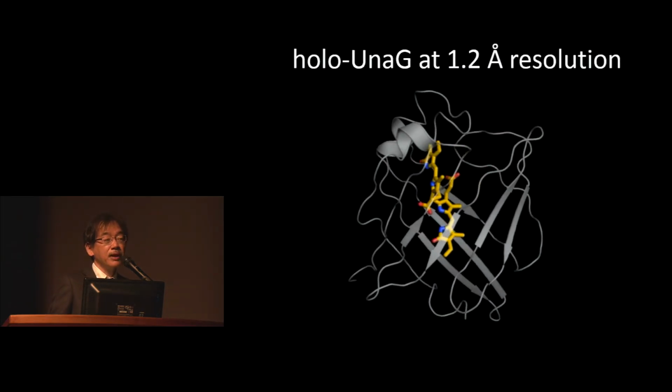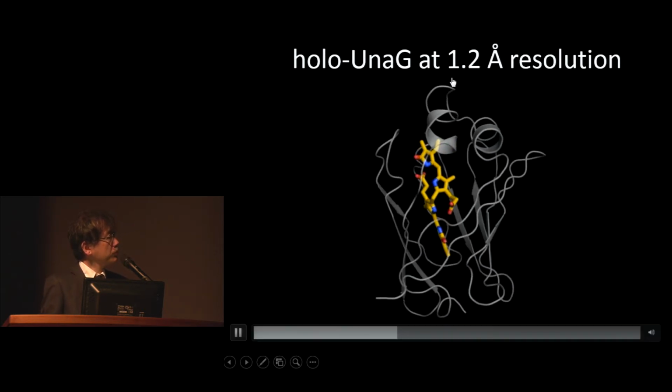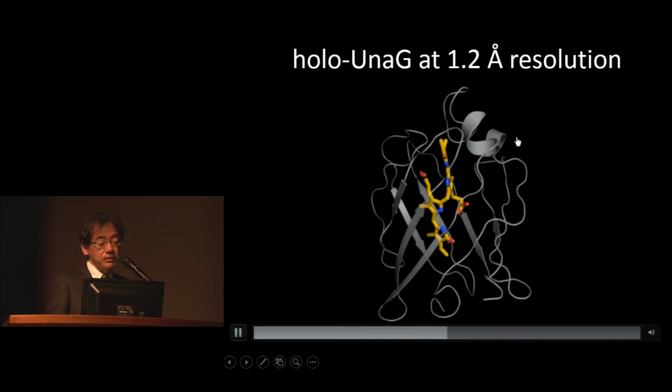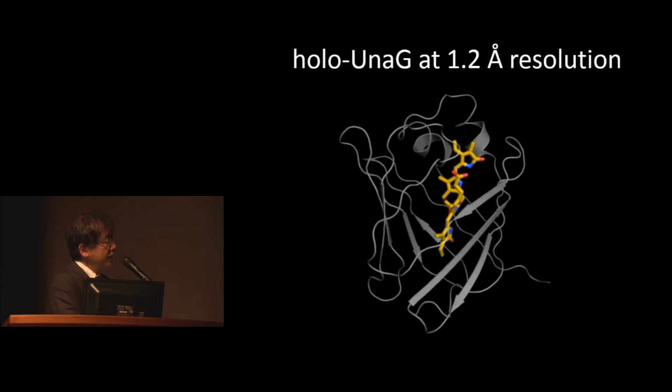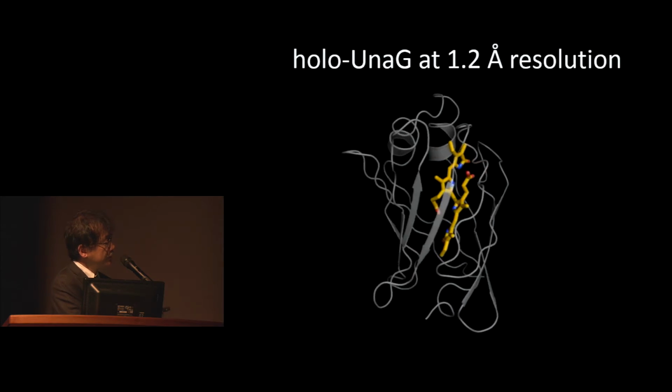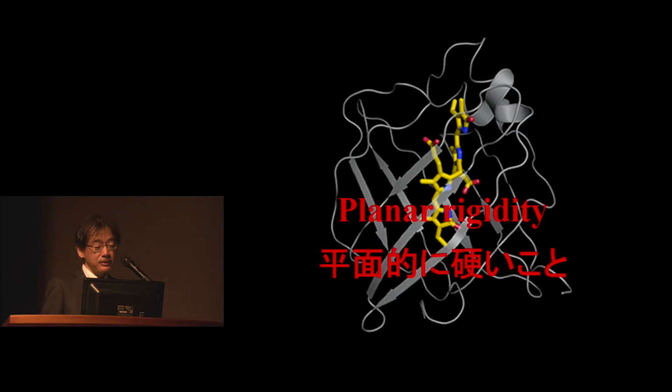And we determined the atomic structure of the holo-Unagi protein complex at 1.2 angstrom resolution. In the binding pocket, from the top, AB and CD, and the planar conformation can be verified from a certain angle. So again, planar rigidity looks very fluorescent.